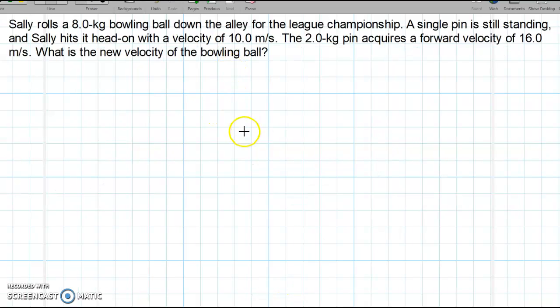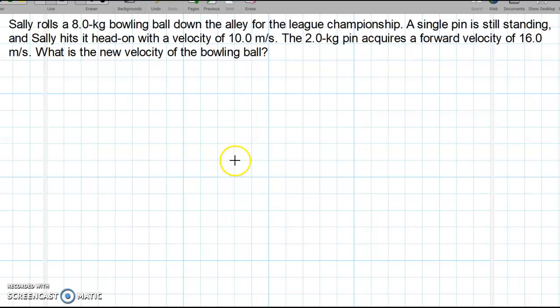All right, so our last problem here says that Sally rolls a 8-kilogram bowling ball down the alley for a league championship. A single pin is still standing and Sally hits it head-on with a velocity of 10 meters per second. The 2-kilogram pin acquires a forward velocity of 16 meters per second. What is the new velocity of the bowling ball?